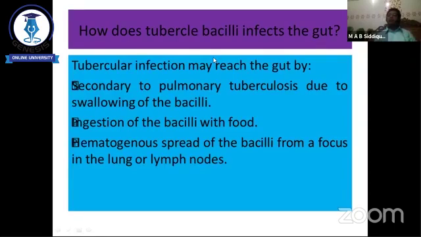These are the three methods of spread of tuberculosis to the small intestine. This is the second most common site of tuberculosis. So this may be due to secondary pulmonary tuberculosis, so you must exclude pulmonary tuberculosis. Ingestion of the bacilli with food, or hematogenous spread of the bacilli from a focus in the lung or lymph node. These are the three common routes of spread of tuberculosis to the small intestine.